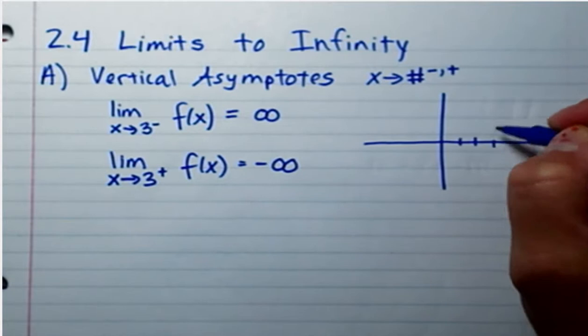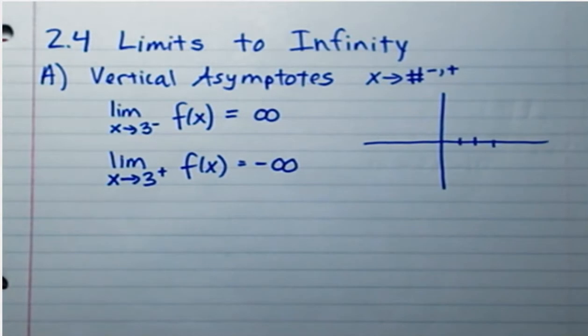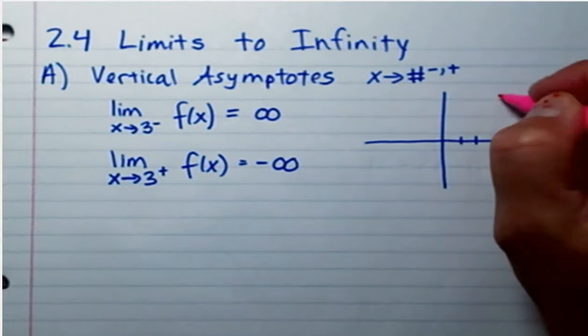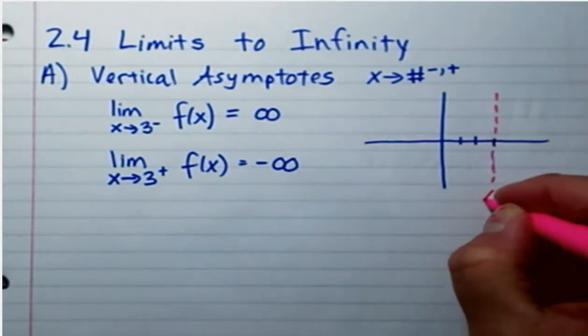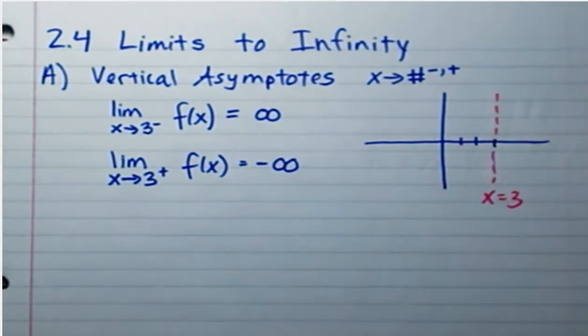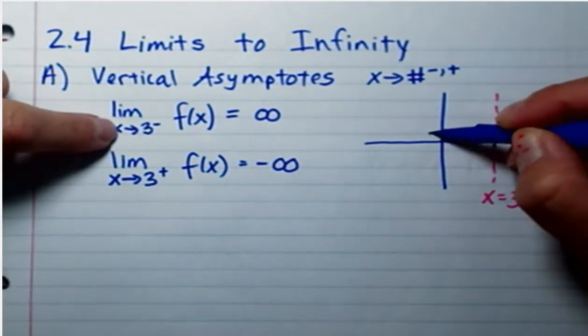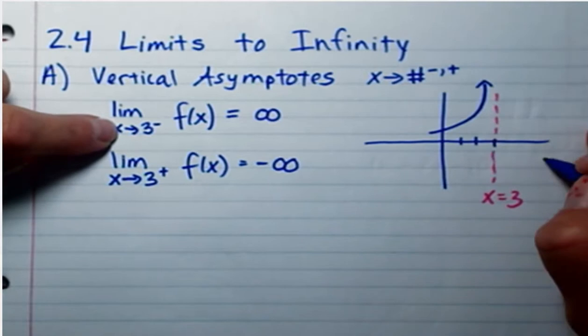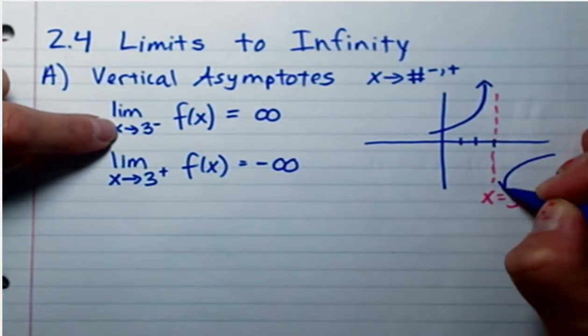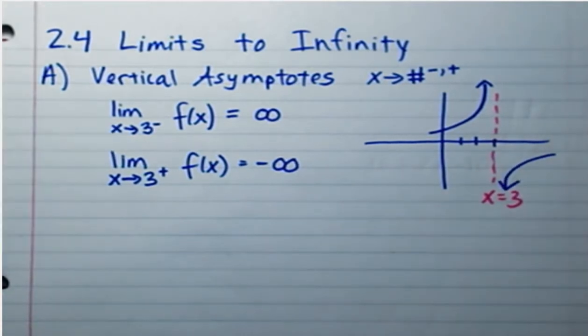1, 2, 3. Okay, here's that vertical asymptote at positive 3. And from the left side, the graph is going up. And from the right side, the graph is going down.